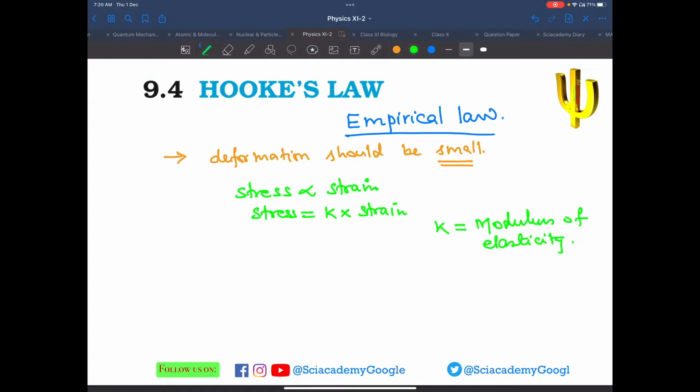Because this is an empirical law, most of the bodies or materials follow Hooke's law, but a few do not show or exhibit this relationship.